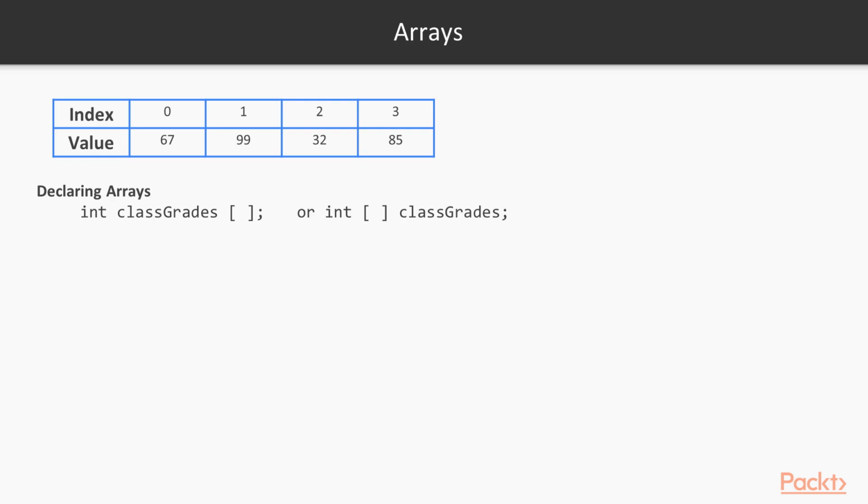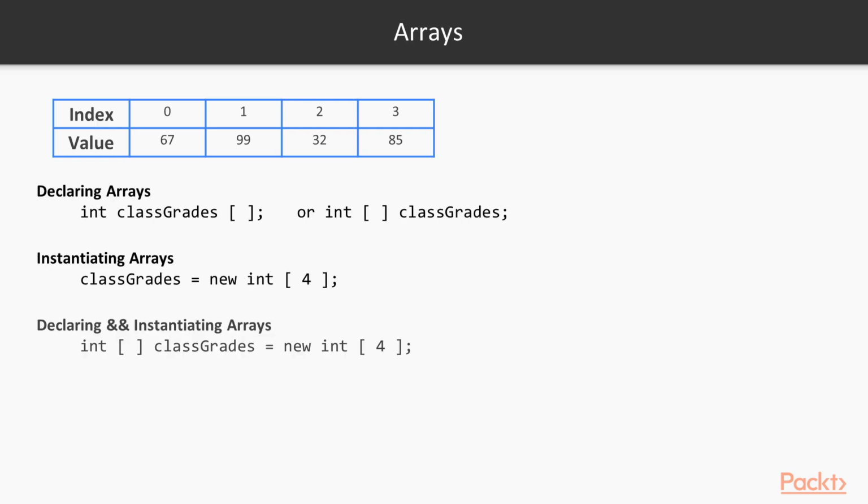Once we declare an array, we have to instantiate it. And this is an example of how to do that. Here in this example, we're instantiating the class grades array of type int with length 4. We can also declare and instantiate an array in one step. Here we've combined the declaration and instantiation statements into a single one.